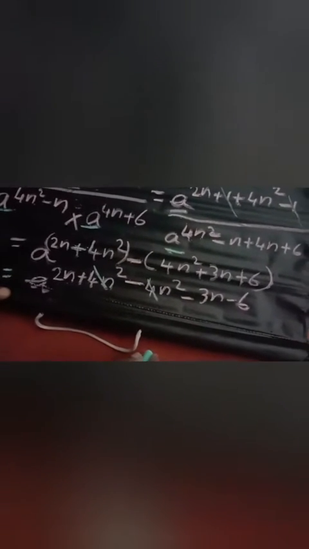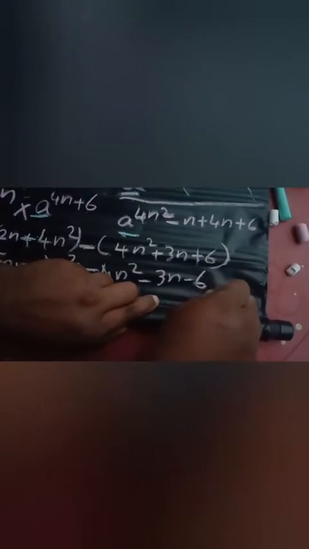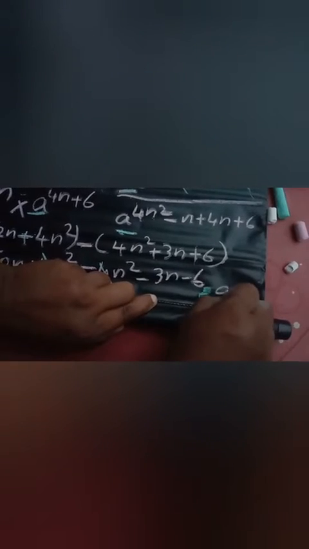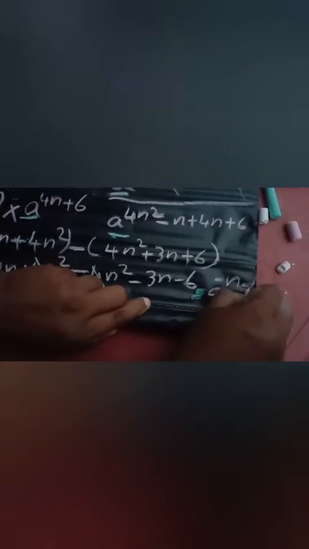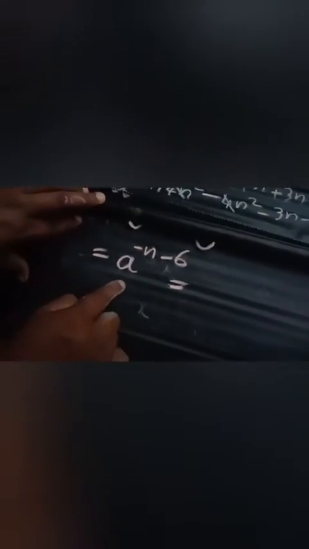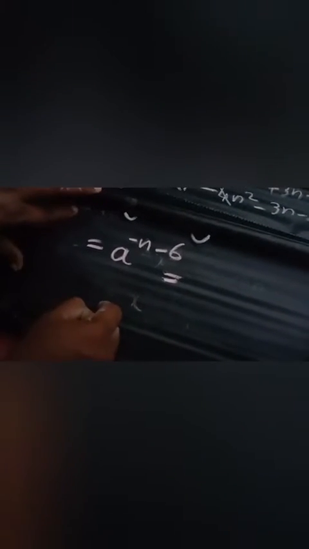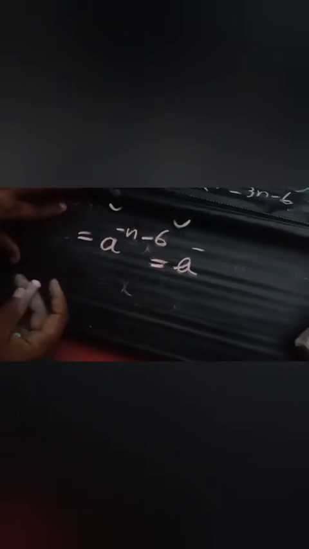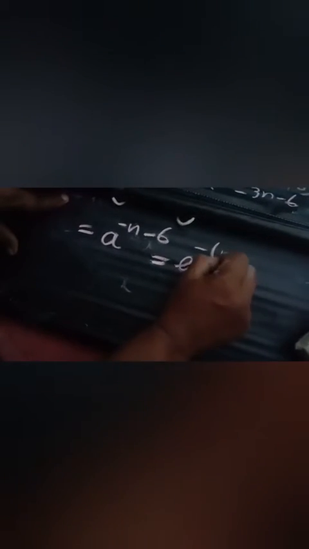So a raised to minus n minus 6. Answer is a raised to minus n minus 6. See, a raised to minus n minus 6. Both the powers are negative, we can take the minus sign outside, that is n plus 6.